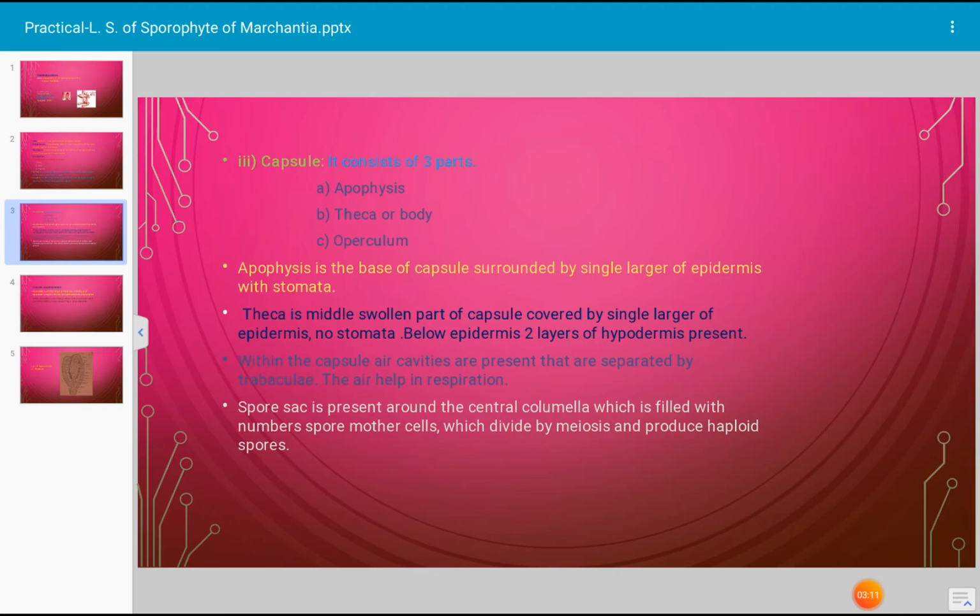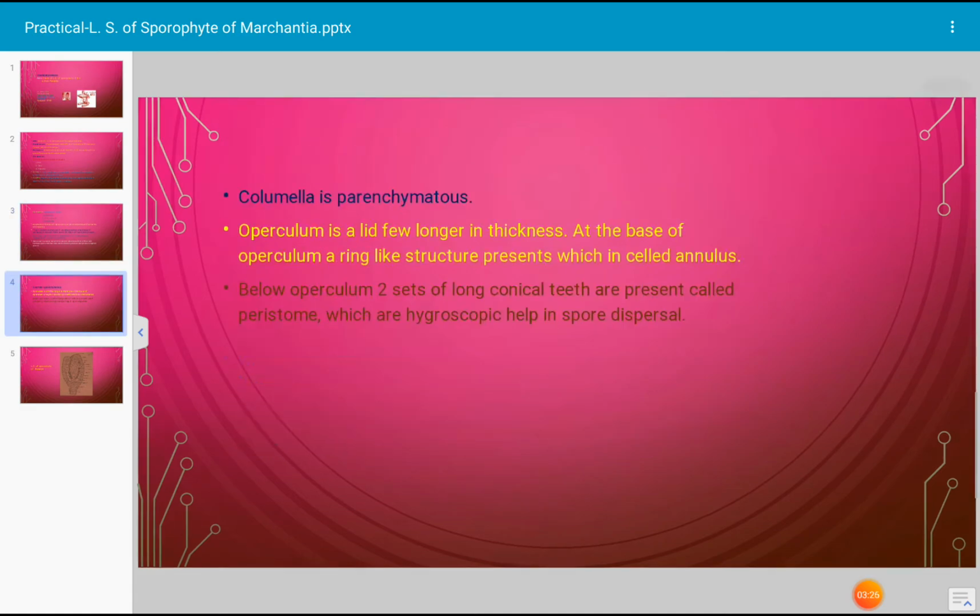Next, the spore sac is present around the central columella, which is filled with a number of spores. Many spore mother cells divide by meiosis and produce haploid spores. Next, the columella is made up of parenchymatous tissue.